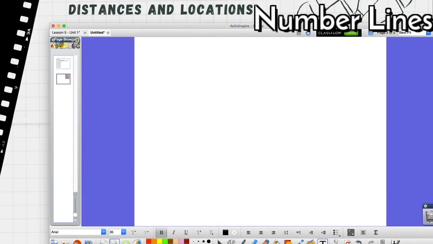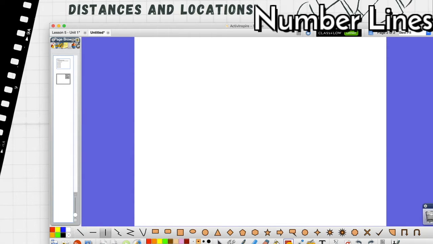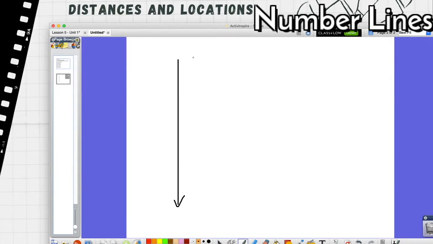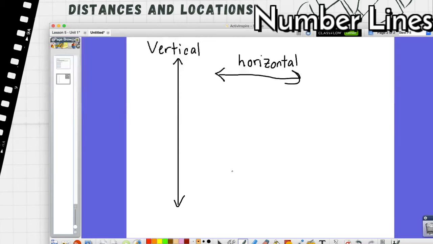There are many ways to draw a number line. For example, if I drew a number line going from top to bottom, this is a vertical number line. A vertical number line goes from top to bottom. There's also a horizontal number line. Not my best drawing, sorry. A horizontal number line goes from left to right, okay?